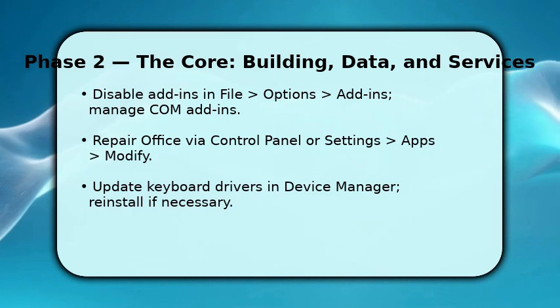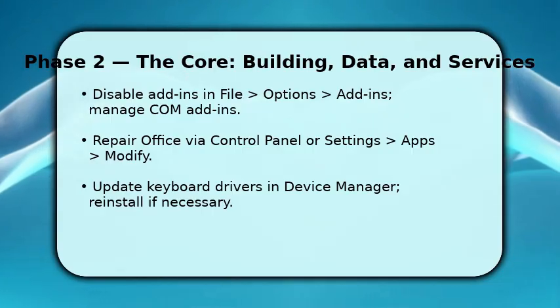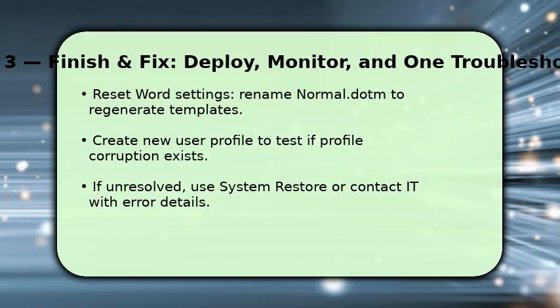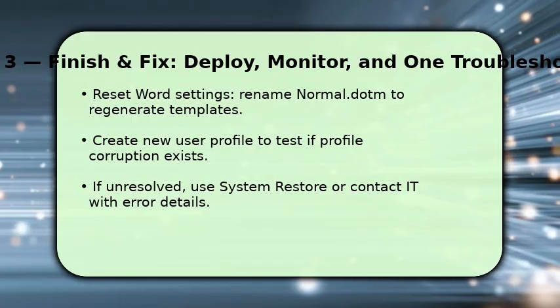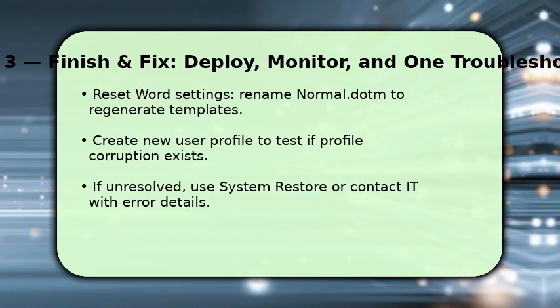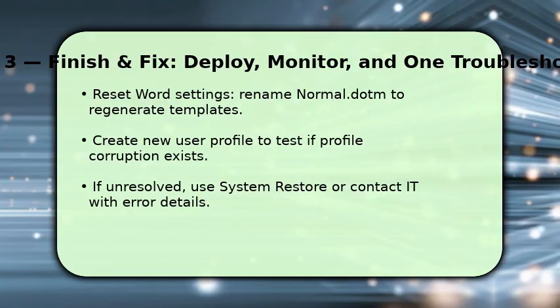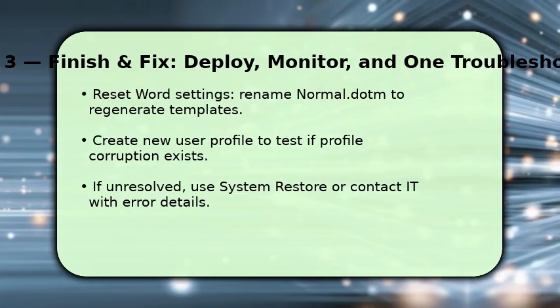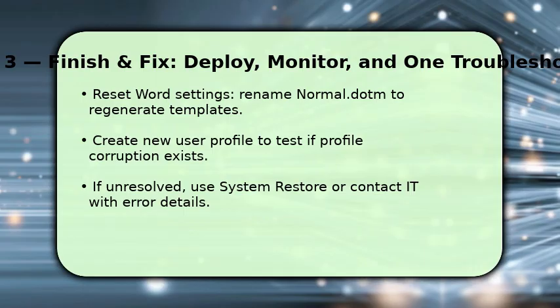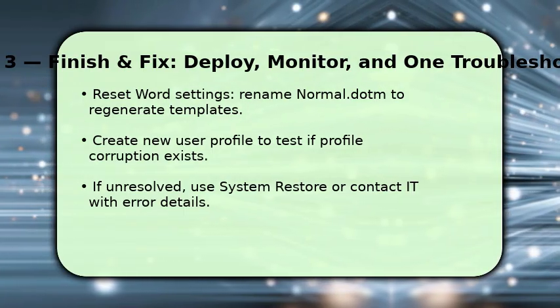Finish by restoring Word's configuration. Close Word and rename Normal, so Word creates a fresh global template, which often restores normal typing. If that doesn't help, create a new Windows user account to check for profile corruption, because a good profile isolates system-wide versus user-specific faults. As a last step, use System Restore to revert to a working point or gather exact symptoms and error messages for IT support.